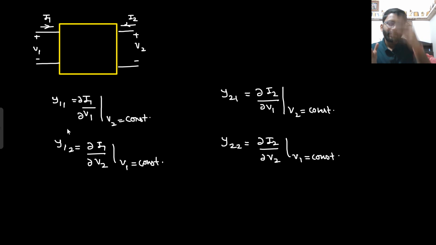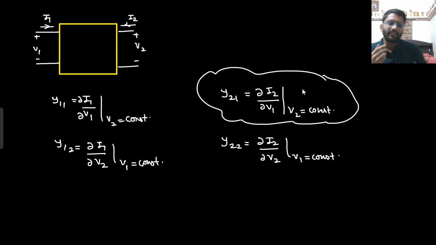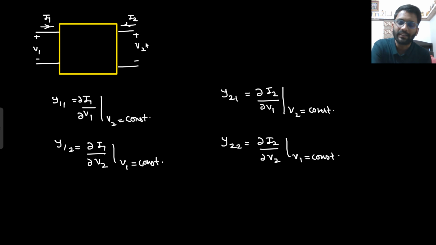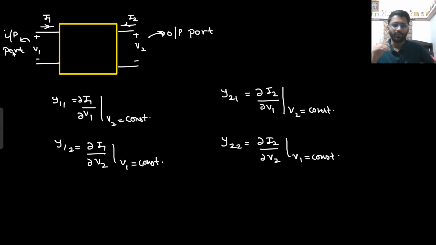These are the input parameters only, delta I1 by delta V1, delta I1 by delta V2. What do you think this is? If I say this is my output port and this is my input port, right hand side is output, left hand side is input.